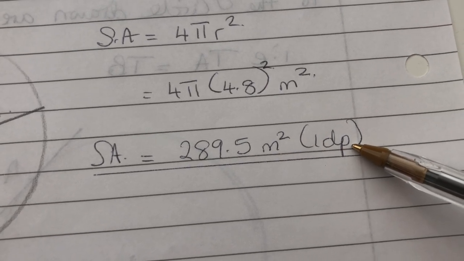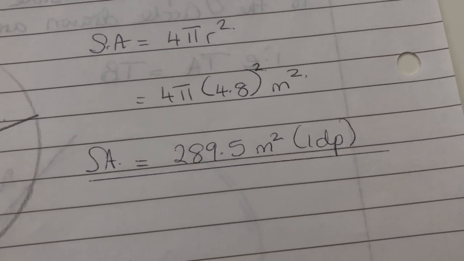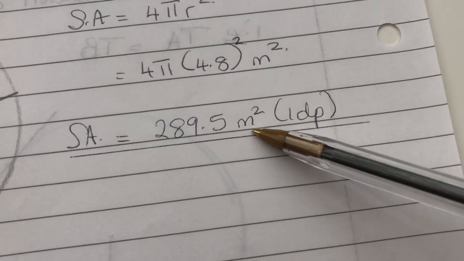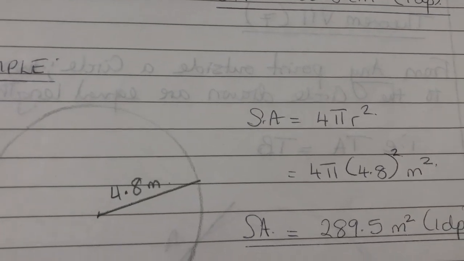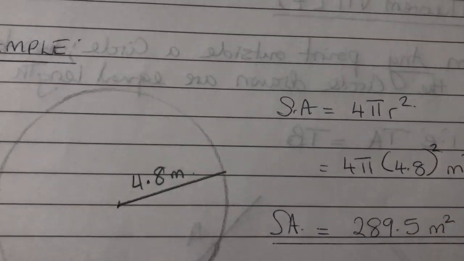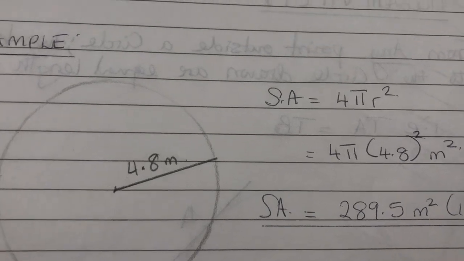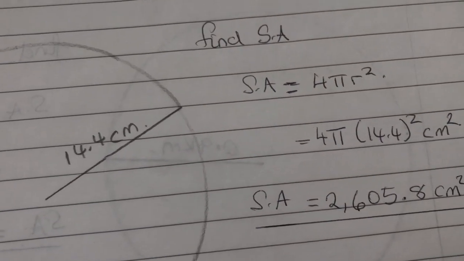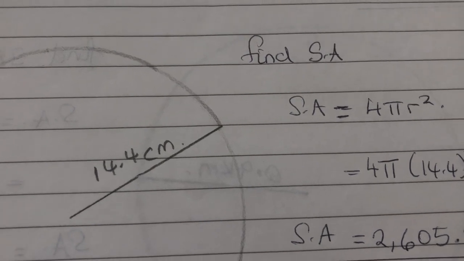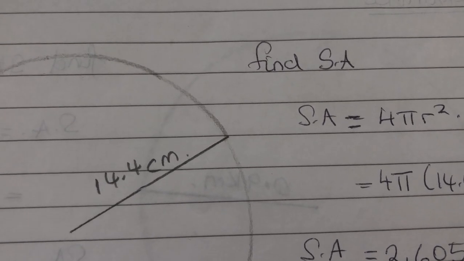To one decimal place, so 289.5 meters. Don't make it more complicated than you can handle. Relax and just try to make it as easy on yourself as you can, and I promise you everybody can do that.